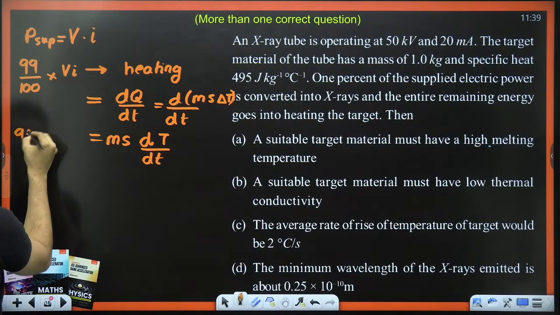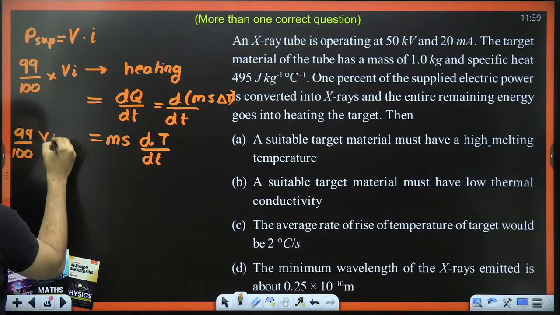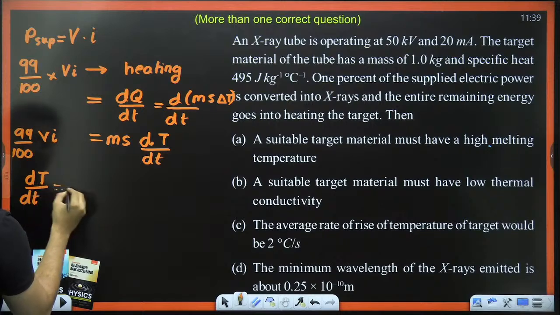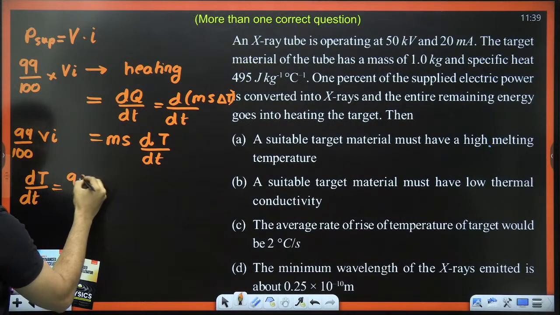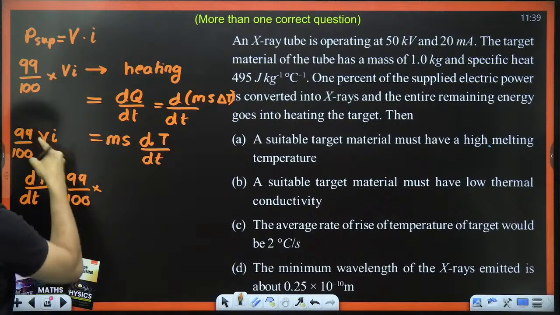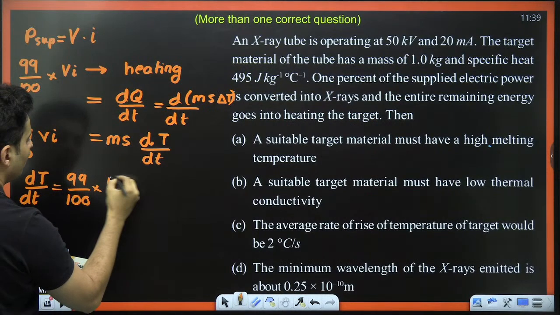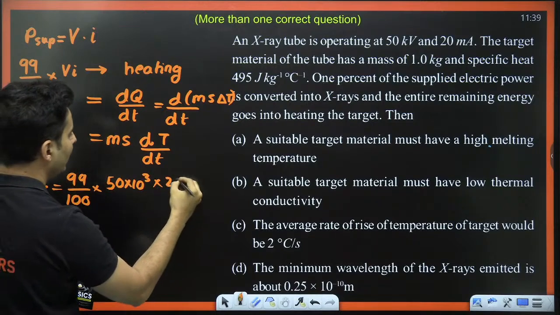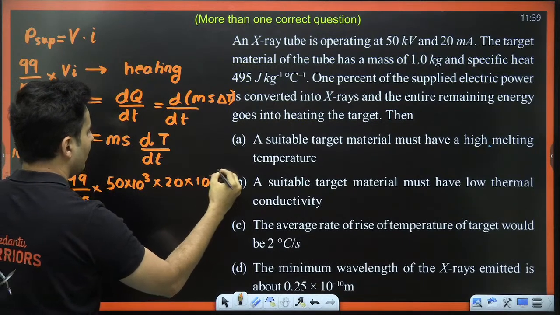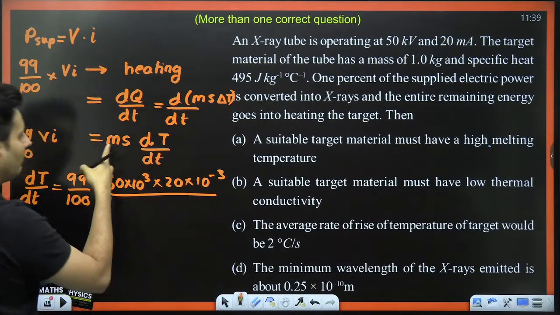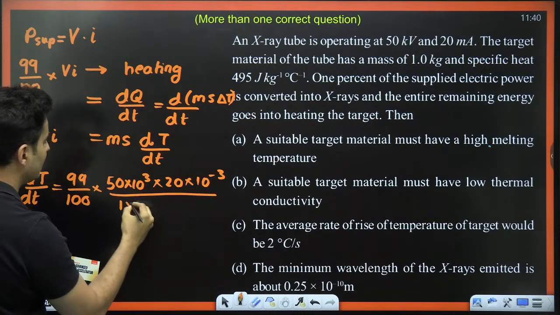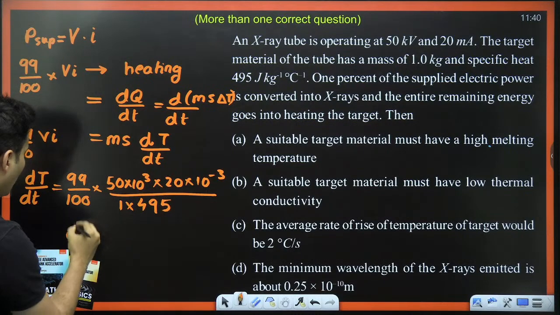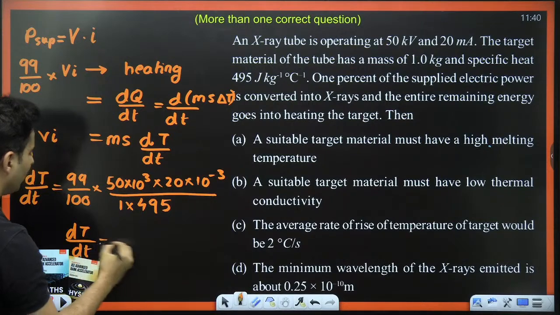And here we have 99 by 100 multiplied by voltage multiplied by current. So dT by dt is 99 by 100 into voltage. Voltage is 50 kilo, which is 10 to the power 3, into current. Current is 20 milli, which is 10 to the power minus 3. Whole thing divided by mass. Mass is 1 kg, specific heat capacity 495. So how much will dT by dt come out to be?